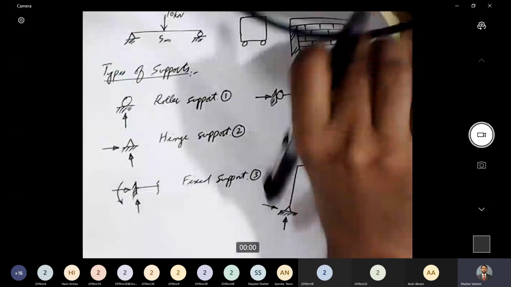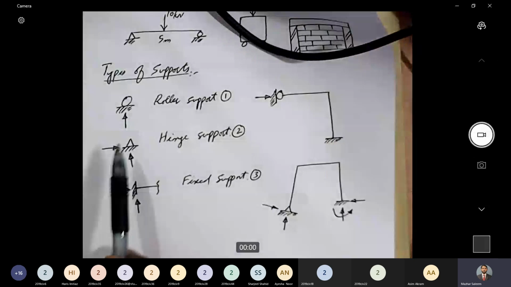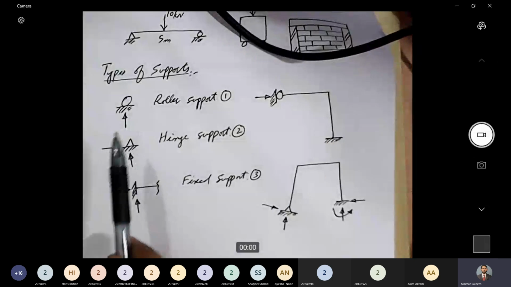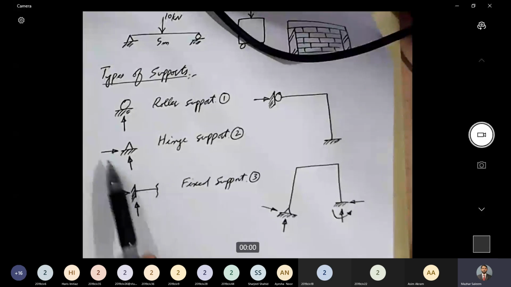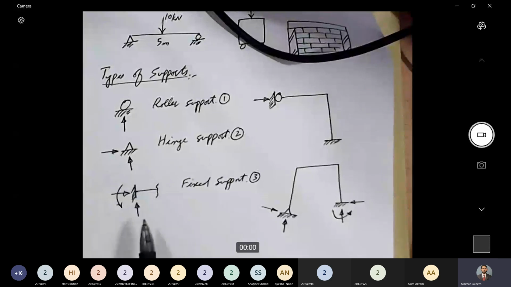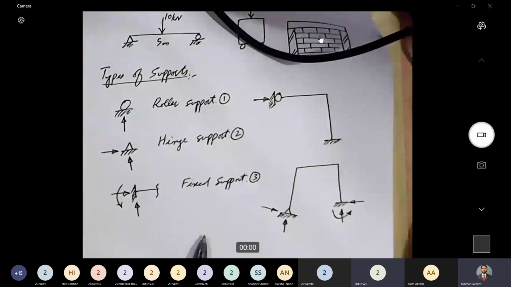So whenever you define a roller support, you say it's a support that can generate reaction perpendicular to the supporting surface. Hinge support can generate reaction parallel and perpendicular to the supporting surface. And fixed support can generate 3 reactions: parallel, perpendicular, and resisting moment. Everybody is clear about these types of supports? Yes, sir.